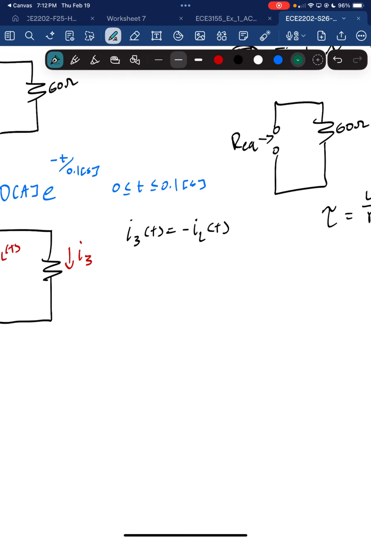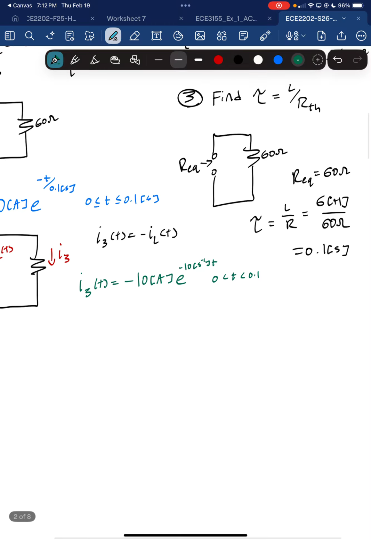So I3 of t is going to equal negative 10 amps e. And I'm going to do some simplifying here, because 0.1, we have a decimal in the denominator, so we could change that to negative 10 inverse seconds t. For 0, oh, careful here, 0 less than t less than 0.1. And that is half of your answer.